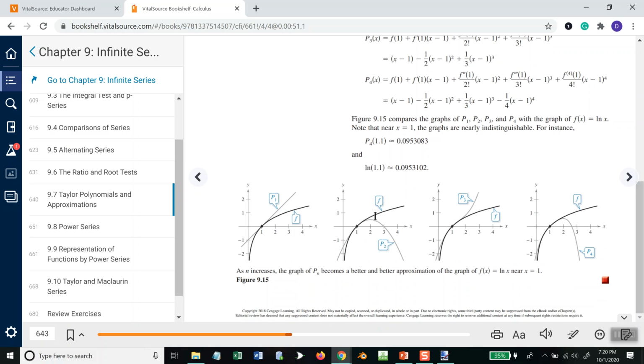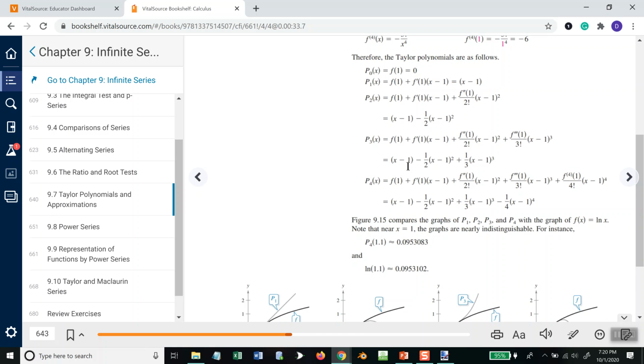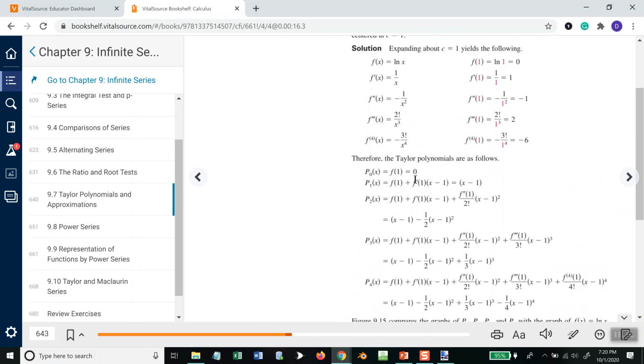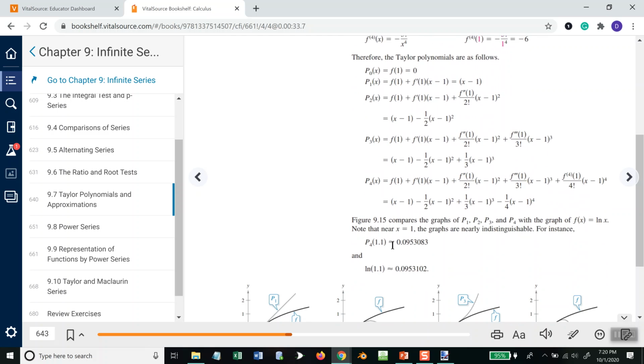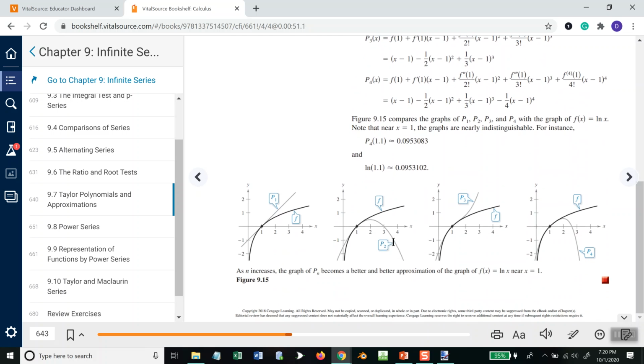And they give you some pictures here. What happens when you start taking more and more polynomials? The Taylor polynomials: p sub 0, p sub 1, p sub 2, p sub 3, p sub 4. If you look at this piece right here, P sub 1 is this line right here. Of course, the P sub 1 means you've got a linear, right? And it's not a very good approximation of that.